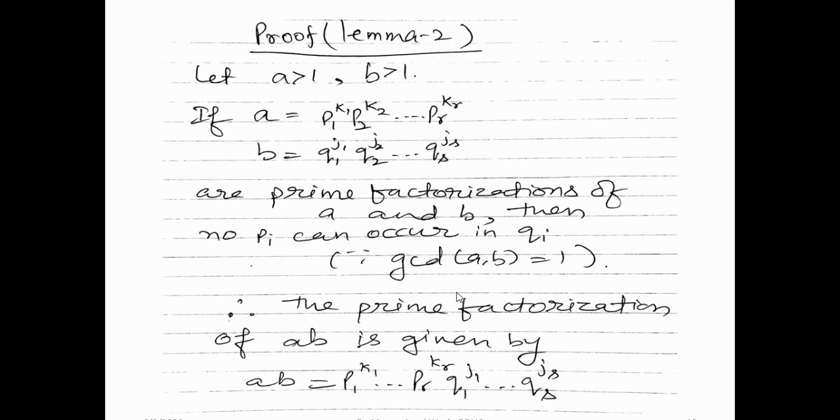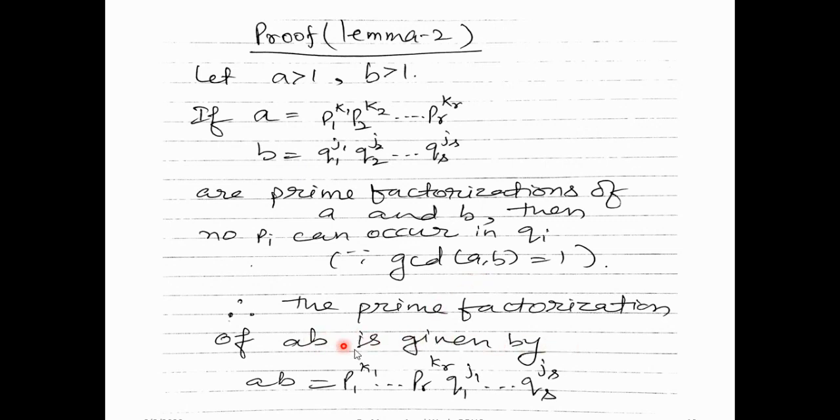Let A and B both be greater than 1. Then we can write A as a product of powers of primes. So suppose A is equal to P1 to the power K1, P2 to the power K2 and so on up to PR to the power KR. Similarly, B can be written as Q1 to the power J1, Q2 to the power J2 and so on up to QS to the power JS. So these are the prime factorizations of A and B. Then no Pi can occur among the Qj. Why? Because A and B are relatively prime.